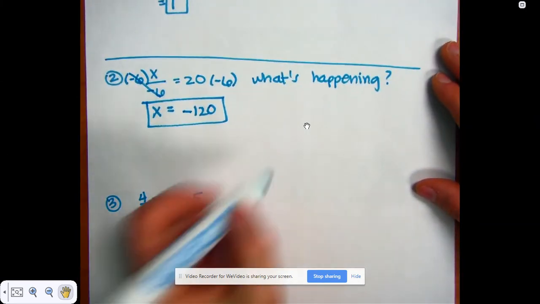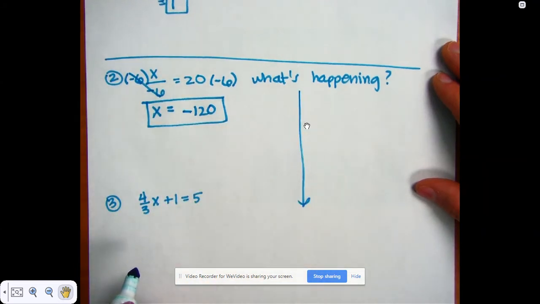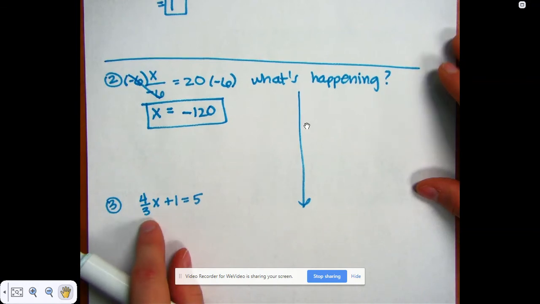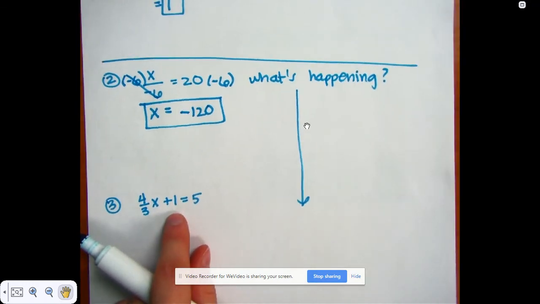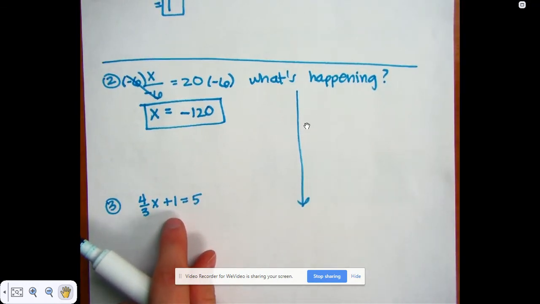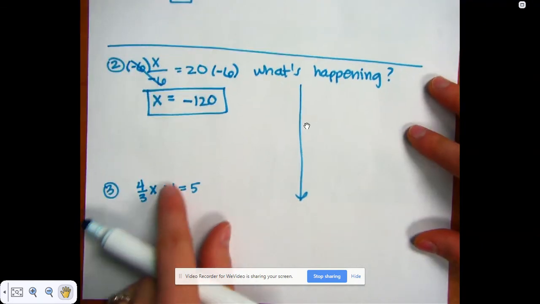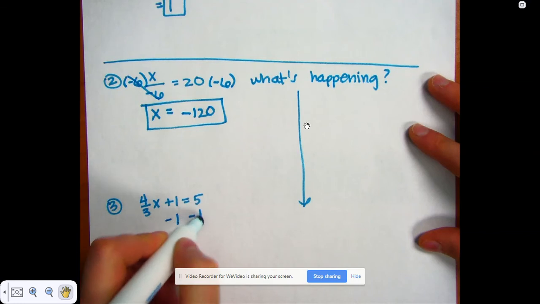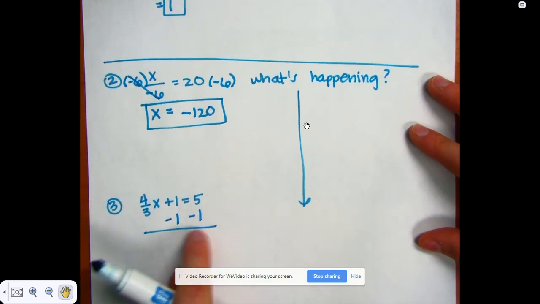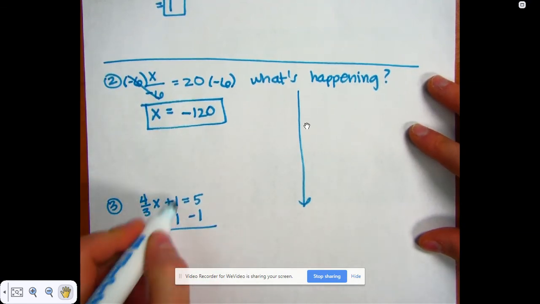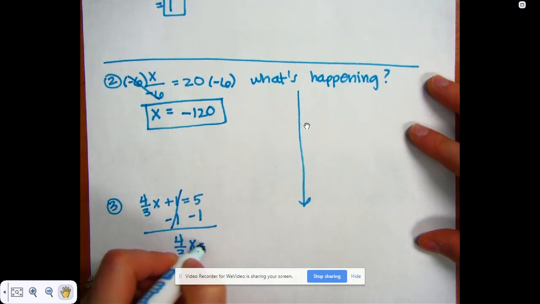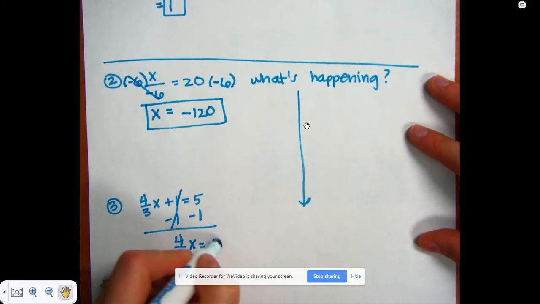Again, on 3, you're going to ask what's happening to my x. So first, my x is being multiplied by 4/3, and then it's being added to 1. To solve equations, we have to go backwards. So I have to undo this addition by 1 first. So I'm going to subtract 1 on both sides, once on each side of my equal sign. This makes 0. That's my check step. I'll get 4/3 x equals 5 minus 1, which is 4.